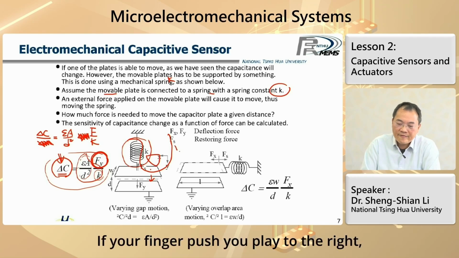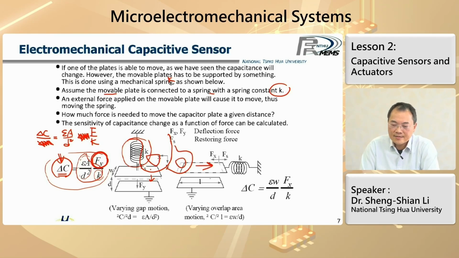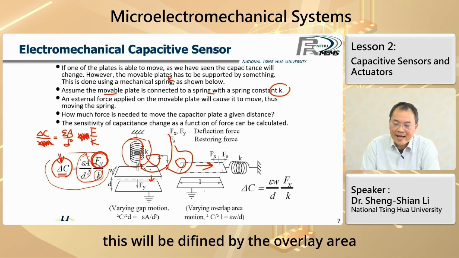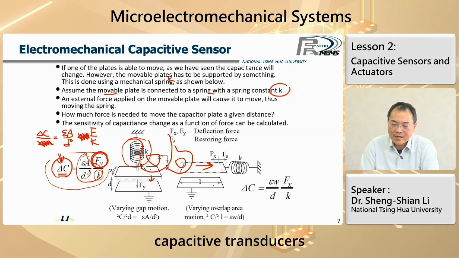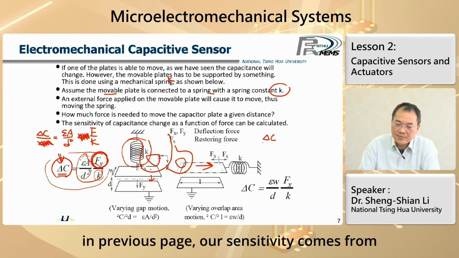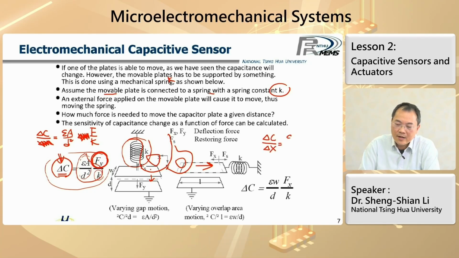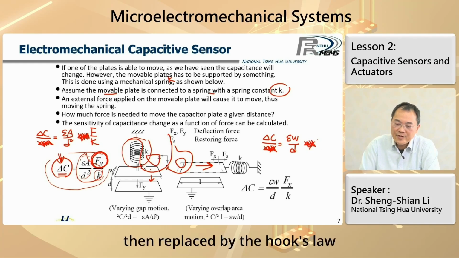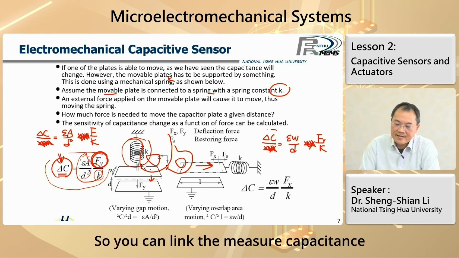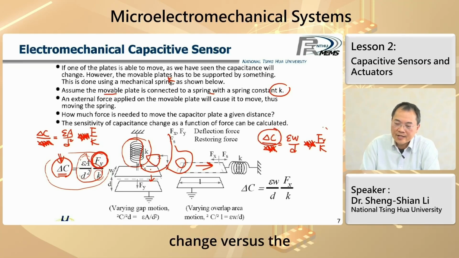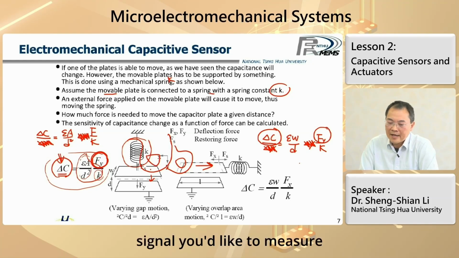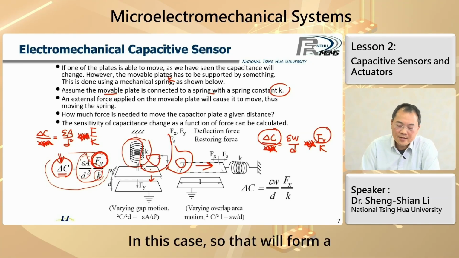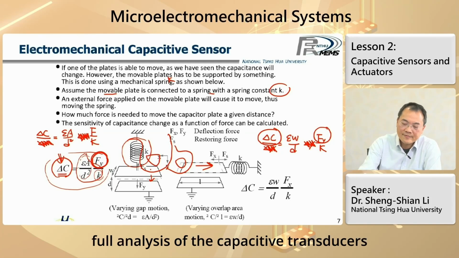Same way, if your finger pushes your plate to the right, this will be defined by the overlap area capacitive transducer. So remember, in the previous page, our sensitivity comes from epsilon W over D, right? Okay, you can move the deformation to the right-hand side, then replace it by Hooke's law, Fy over K. So you can link the measured capacitance change versus the signal you would like to measure in this case. So that will form a full analysis of the capacitive transducers.